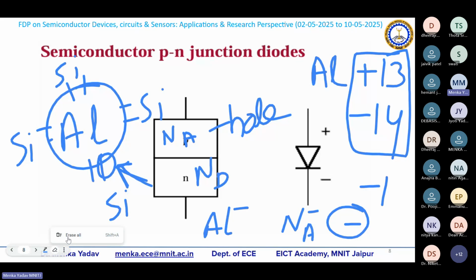I'm removing all these things. So aluminium, which is a trivalent impurity, is a negatively charged ion, and Na, acceptor, we will represent that way. So all acceptor ions are negatively charged. Not particles, we'll call those ions, right? Because these are heavy, right? So I'm removing this now.